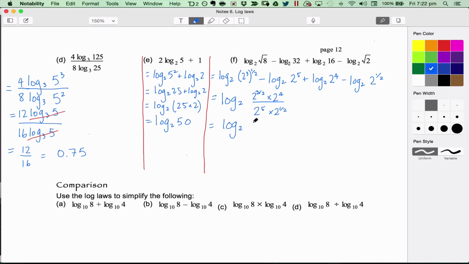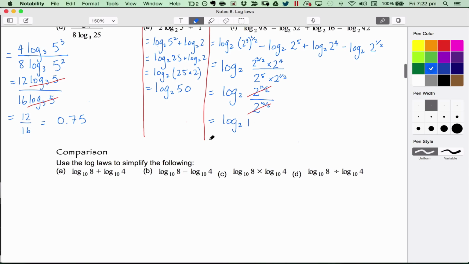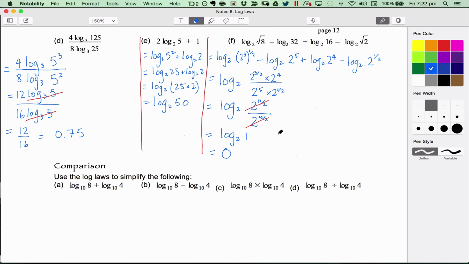Simplifying the numerator, I get 2 to the 11 over 2, and the denominator is 2 to the 11 over 2 as well. Look at that, same numerator and denominator. So we get log 2 of 1. Any log of 1 equals 0. So all of this equals 0. If you throw that in the calculator, you should get 0.